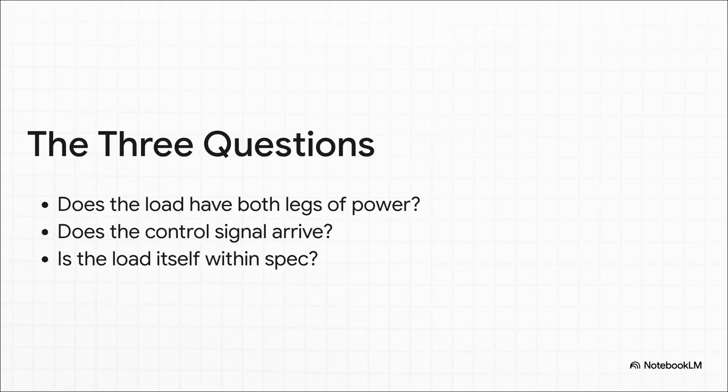2. Does the low voltage control signal actually arrive? And 3. Is the physical load itself within factory spec? If you can say, yes, power is there, yes, the signal is there, but no, the load isn't running, well, boom. You've isolated the fault to the load itself before you ever started randomly pulling off panel covers.